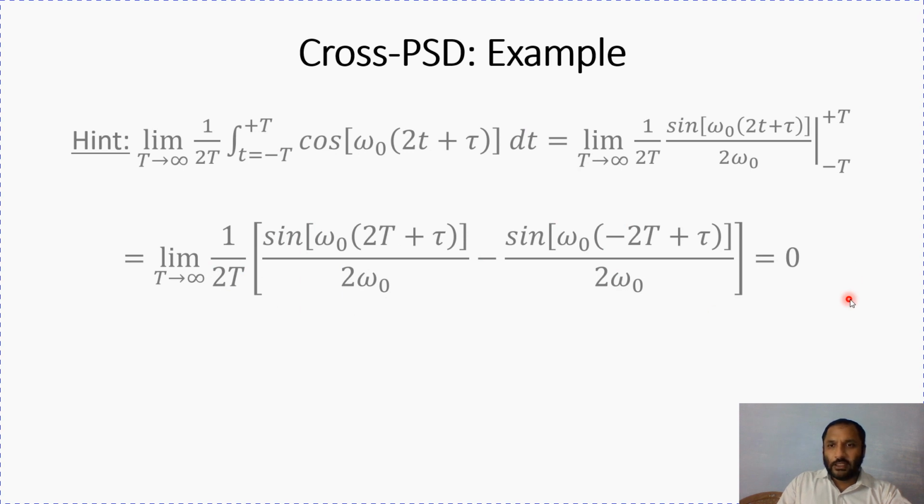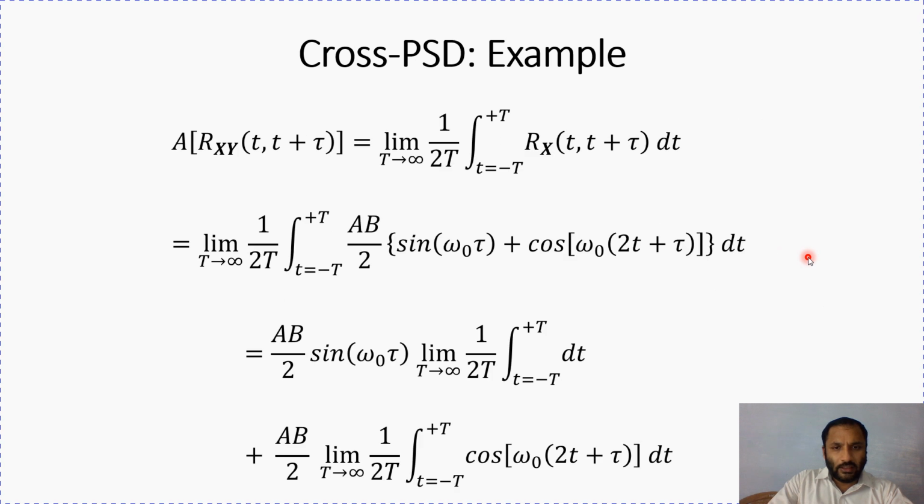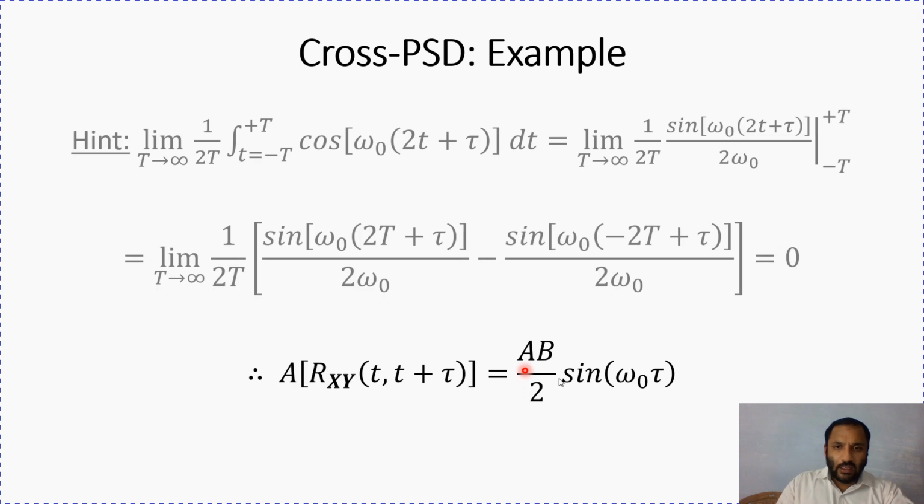Okay, this is going to be 0. Some finite value divided by infinity is 0. Now I'm going to substitute that into the very first expression. Hence this second integral of the cosine of t goes to a value of 0. So I'm only left with the first term, that is ab by 2 sine omega naught tau.